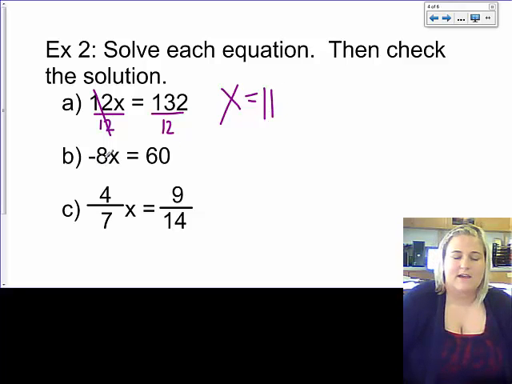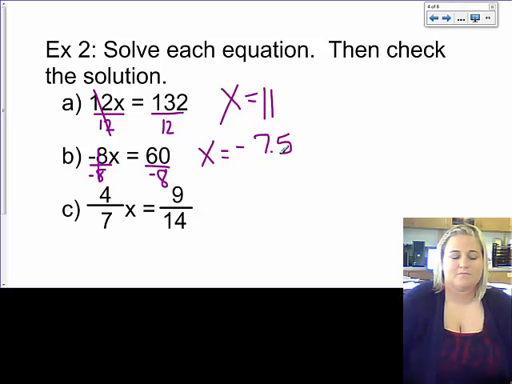On the next one, same concept. Negative 8 times x equals 60, excuse me. So negative 8, I'm going to divide on both sides by that because it's being multiplied by x right now and I want to do the opposite. So negative 8's cancel. That means that x equals negative, because I have a positive being divided by a negative, and I believe it is 7.5.